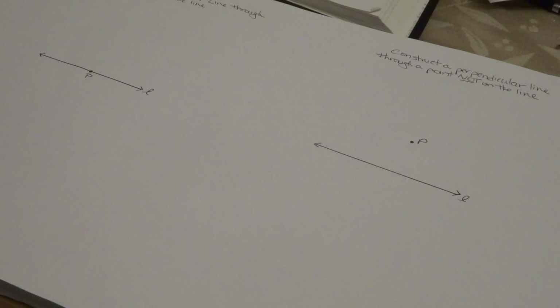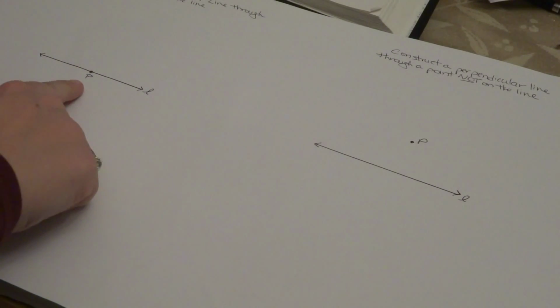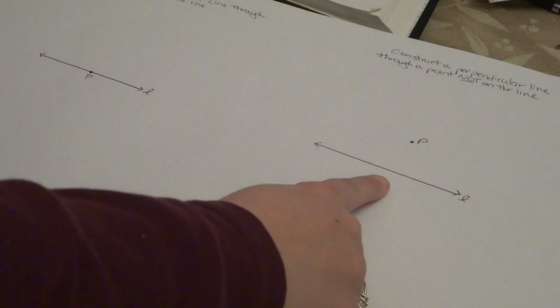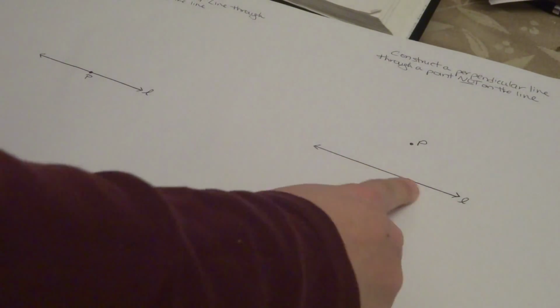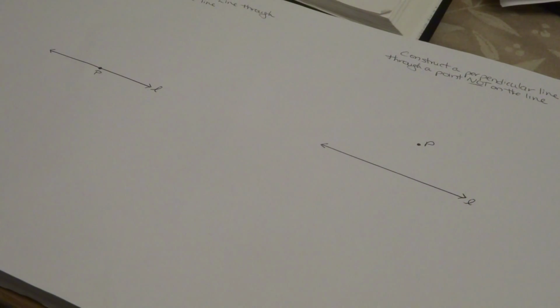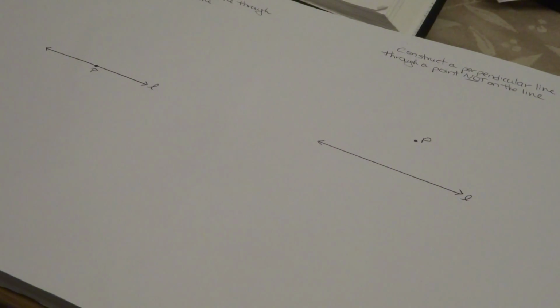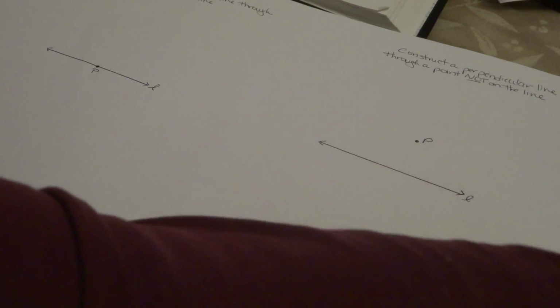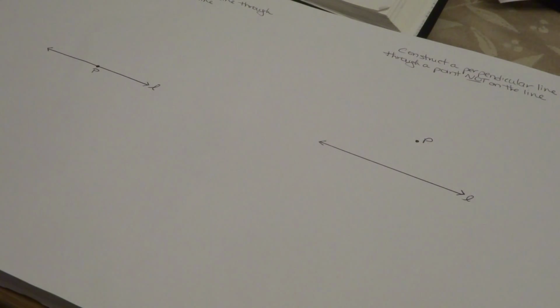So we have two illustrations here. The first illustration is a line where we have a point P. And the second illustration is where we have a line and we can see we have a point P that is not on the line. So, what are the steps that we need to take for this?